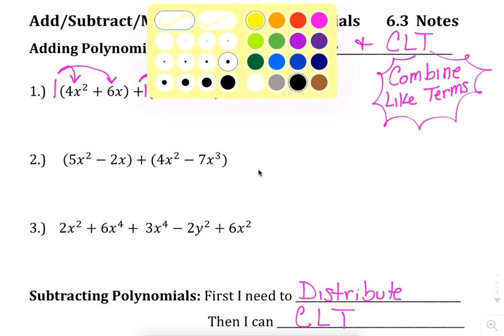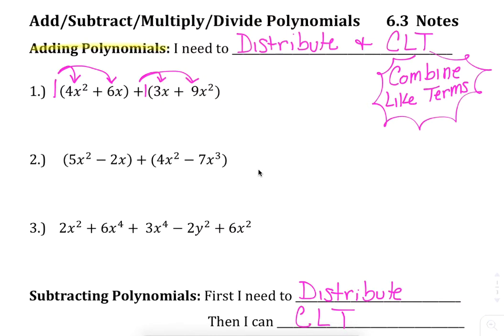Whenever you are adding polynomials, all we are going to do is distribute the ones or the imaginary ones that come before the parentheses, and then we're going to CLT, which means combine our like terms. Like terms, again, remember that's anybody with an x partners with another x. Any x squared would combine with another x squared. Any constant, like a 4, would combine with another constant, like a minus 7.